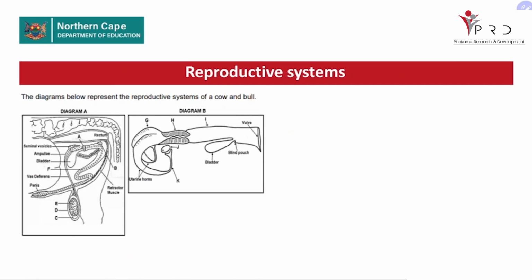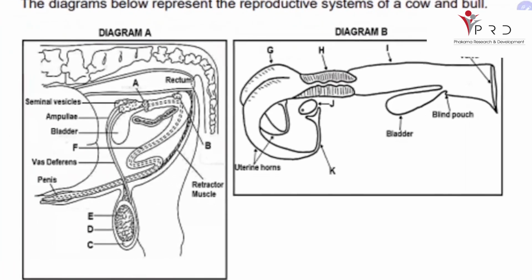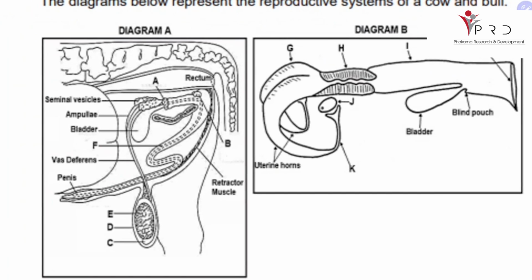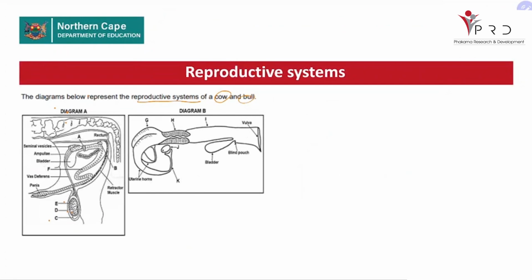And if you look at this paper, question 4.1 deals with reproductive systems. We are looking at diagram A, and diagram B. You are given the labels and you can tell whether it's a male or a female. As you can look at it, the diagrams represent the reproductive system of a cow and also of a bull. Okay, then let's look at the questions.